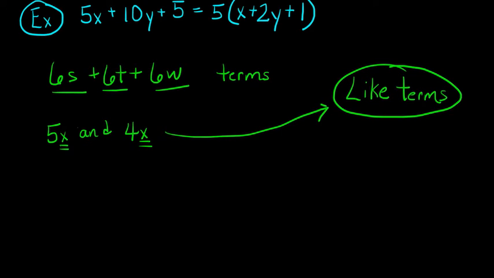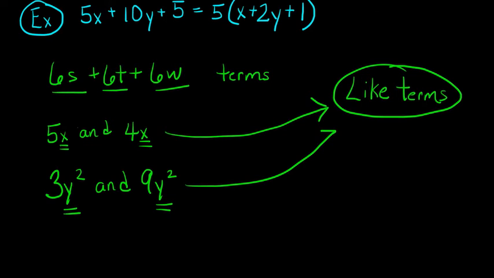All right? Same thing right here. If I have 3y squared and I also have 9y squared, my variables are the same. They're both y squared. They have like terms as well. If I have 4y and 5y squared, this one is a y and that one's a y squared. Those are not like terms because they're different.